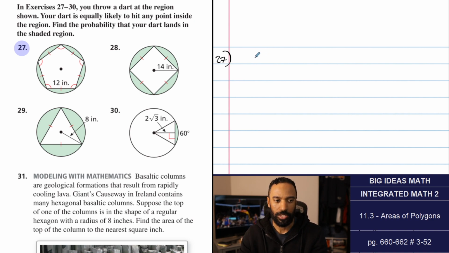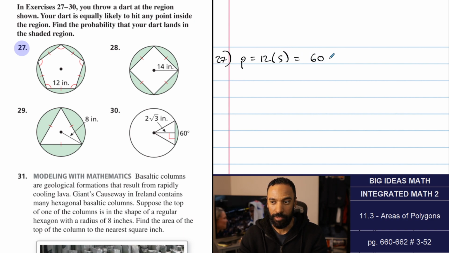So let's start with this regular pentagon. Let's just construct some stuff here. The perimeter of the pentagon is going to be 12 times 5, which is 60. These have units, by the way, so 60 inches. Now, as far as the rest of the drawing goes, this is 12, so half of that will be 6. That'll matter for other things we do here.